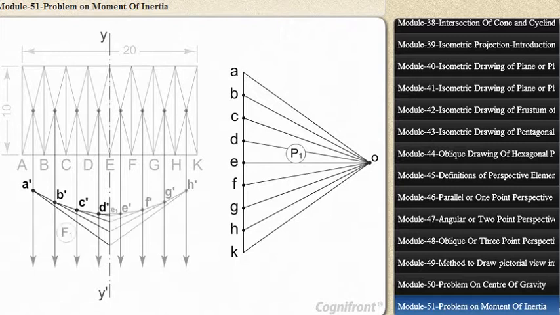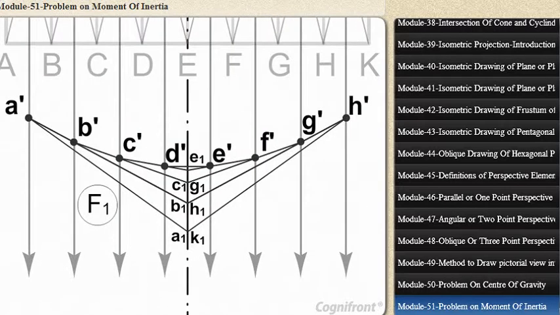Draw the funicular polygon F1 as explained in the previous problem. Produce all the sides of the polygon to intersect the axis at points A1, B1, and so on up to K1. Note that in this problem, points A1, B1, C1 and D1 coincide with points K1, H1, G1 and F1 respectively. Measure the intercepts A1B1, B1C1, etc.